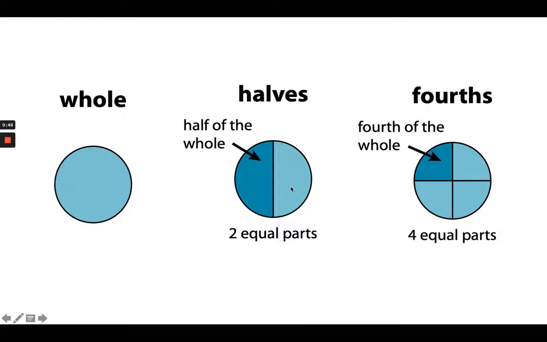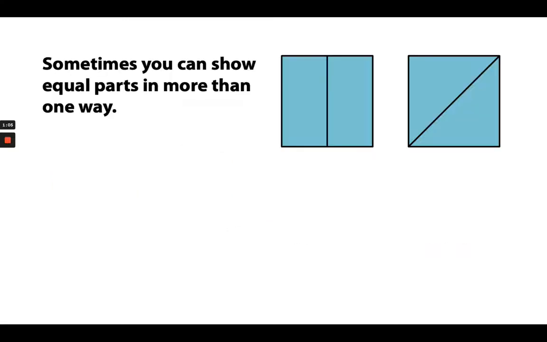So if you drew a line down the center of that circle and then across the center of that circle, you would be creating 4 equal parts, or fourths, okay? So one of these pieces would be a fourth of a whole, okay?